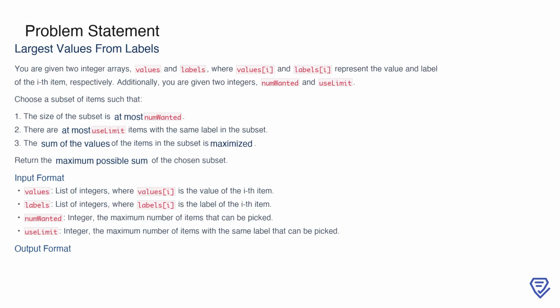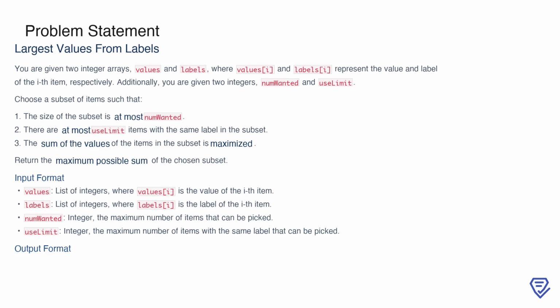In this problem, we are tasked with selecting a subset of items from two given arrays, values and labels. The array values represents the value of each item, while labels specifies the label associated with each item. On top of this, we are given two additional parameters, numWanted and useLimit.